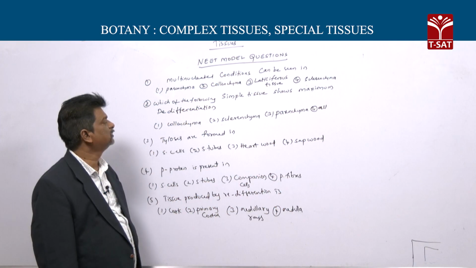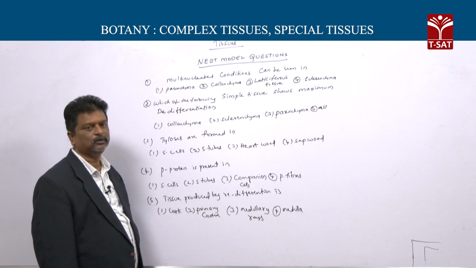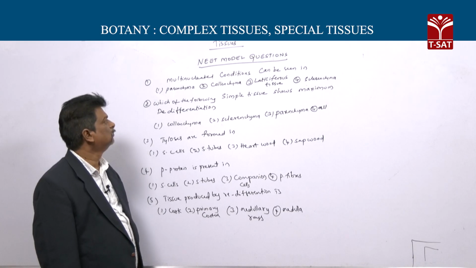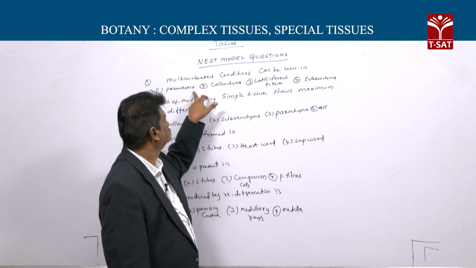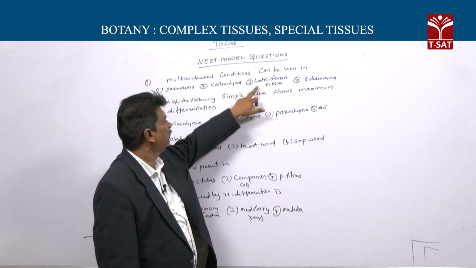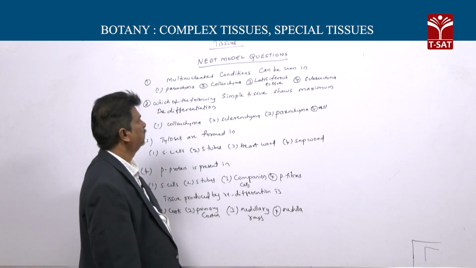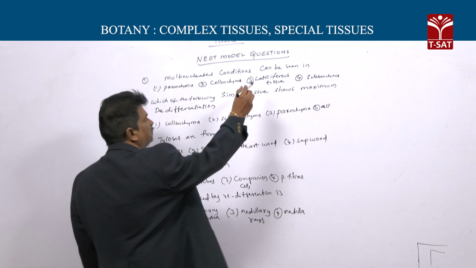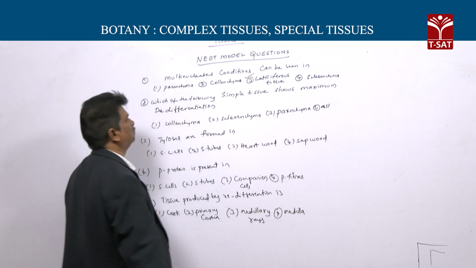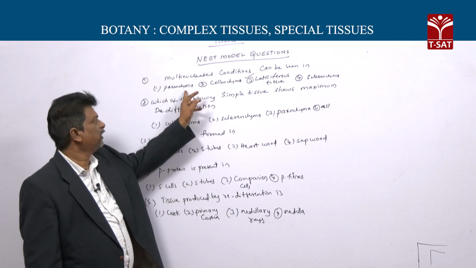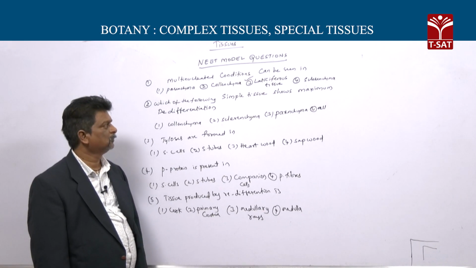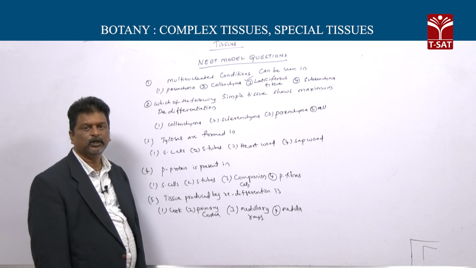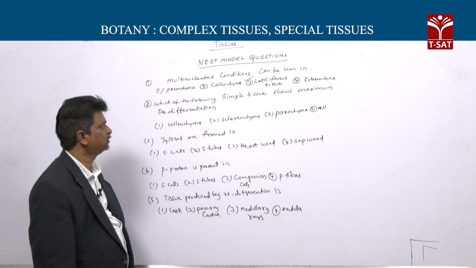So here I'll discuss some NEET model questions. First question: multinucleated condition can be seen in parenchyma, collenchyma, latex tissue and sclerenchyma. So the answer is latex tissue. Why? Parenchyma and collenchyma are uninucleated cells. Sclerenchyma is a dead tissue. Dead tissue means no protoplasm, means no nucleus.